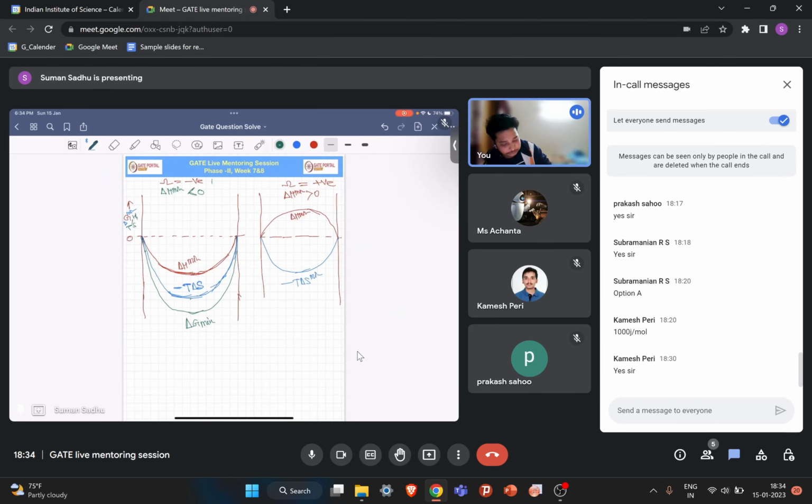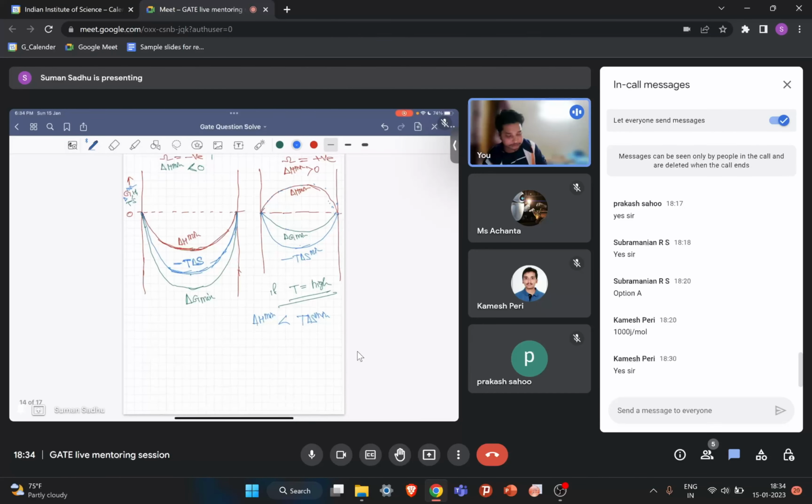So what will be your delta G mix? It will be somewhere here. If T is high, that means this term is more negative as compared to this positive delta H mix. So then the summation of these two will be in the negative direction only. Like if T is high, then delta H mix is less than T delta S mix.